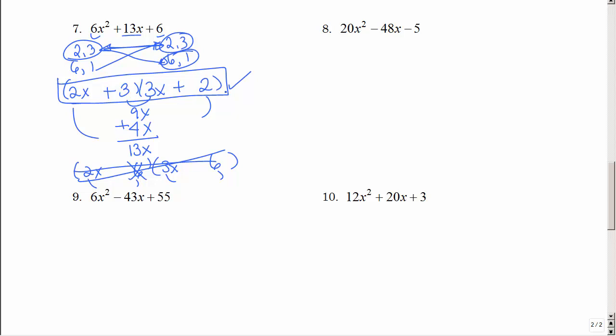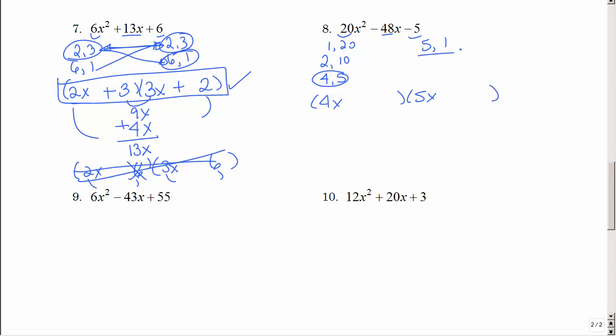Number 8. Ooh, numbers are getting bigger. No GCF. 20: I have 1 times 20, 2 times 10, and 4 times 5. The good news is 5 is only 5 times 1, and I need a 48. So again, I'm going to start with the smaller number first, and then 5 and 1.